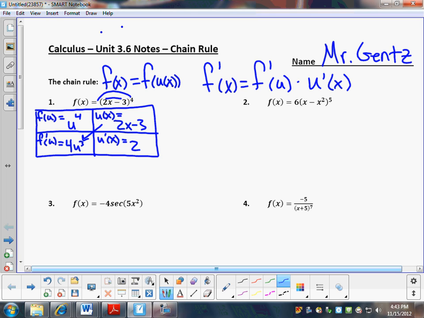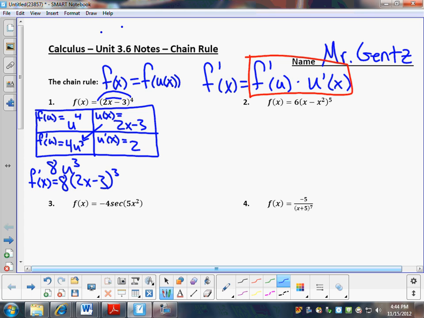What does the rule say? The rule says that we multiply them together. So I multiply them together, I get 8u to the 3rd. But remember, I drew this little arrow here that we need to substitute u back in. So we write it as 8 times (2x minus 3) to the 3rd power. And that is our derivative.